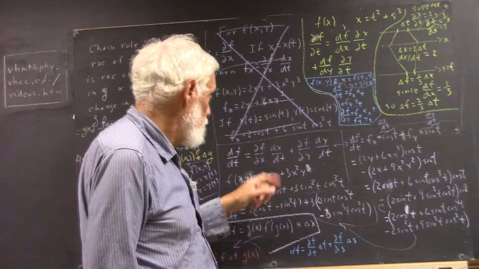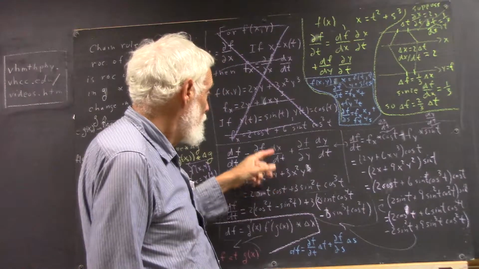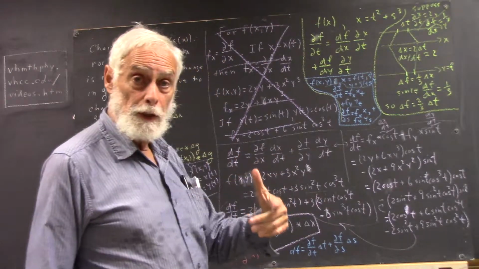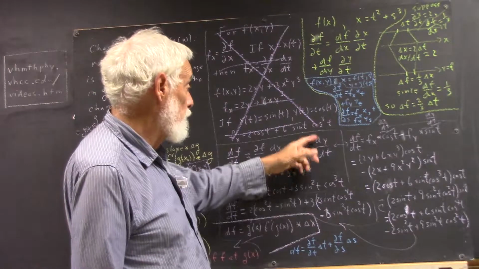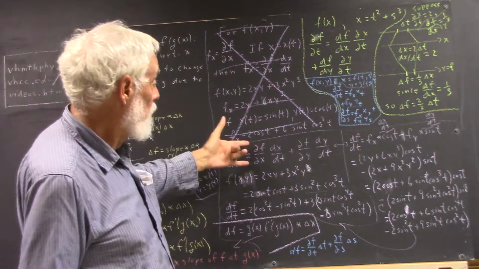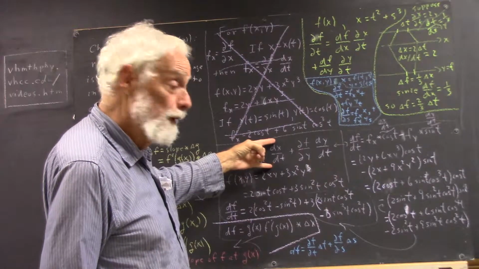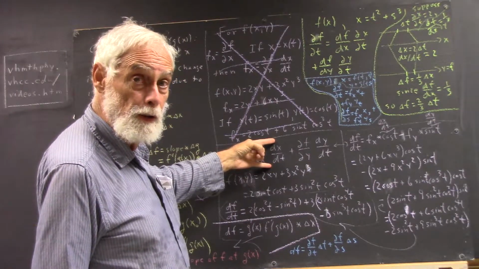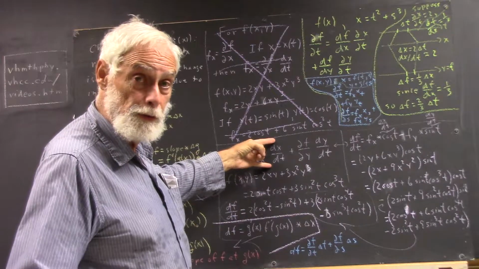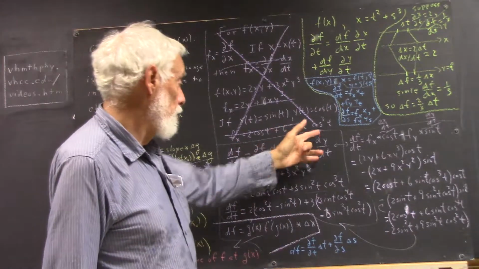Now here we're just saying, okay, x is changing at a certain rate in time, and y is changing at a certain rate in time. So whatever rate f changes with respect to x, you multiply that by the rate at which x itself is changing with respect to time. How fast is x changing? And same thing here.